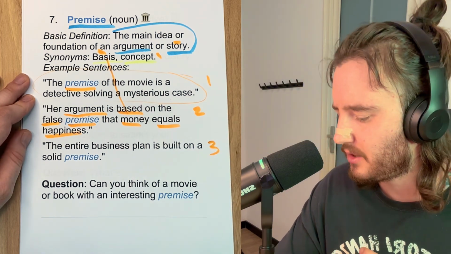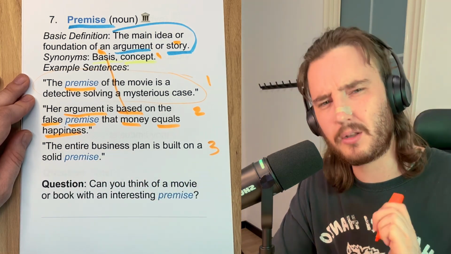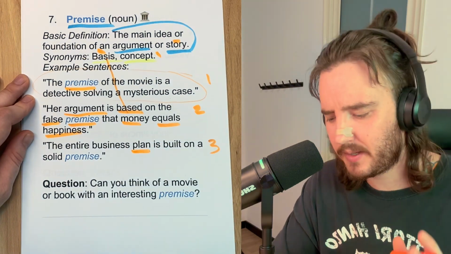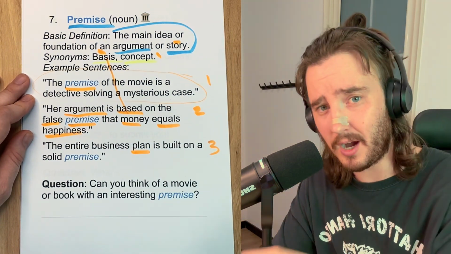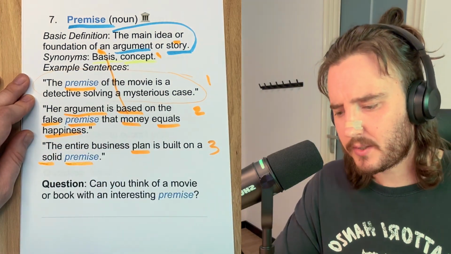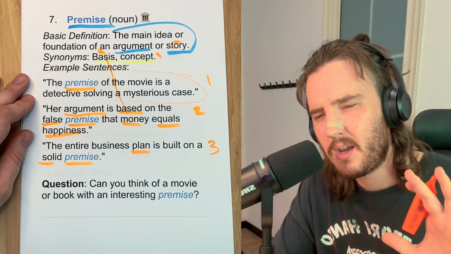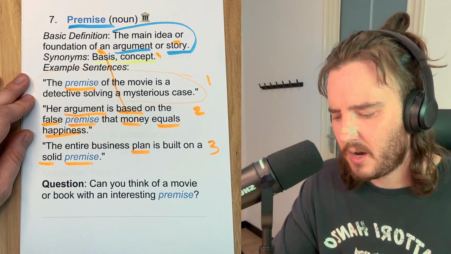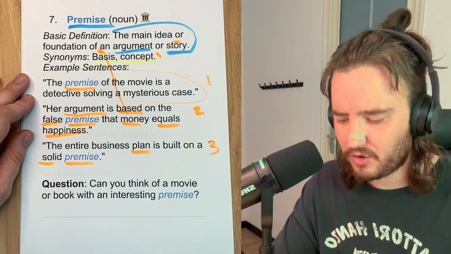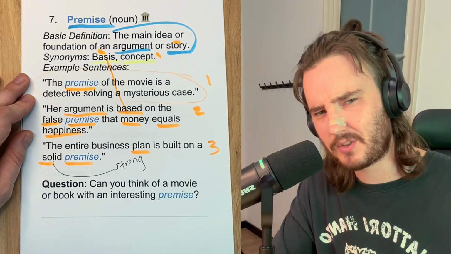Here's another way we could use premise. The entire business plan is built on a solid premise. This plan, the plan for this business, is built on or built upon a solid premise. In other words, it's a really good basis for this business, a really good concept for a business, a really good plan, a solid plan, a strong plan. Yeah, solid just kind of means strong. It's a strong premise, a strong plan.